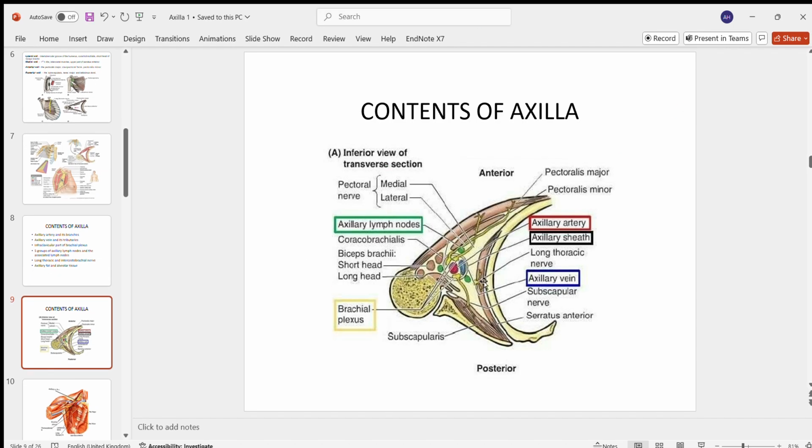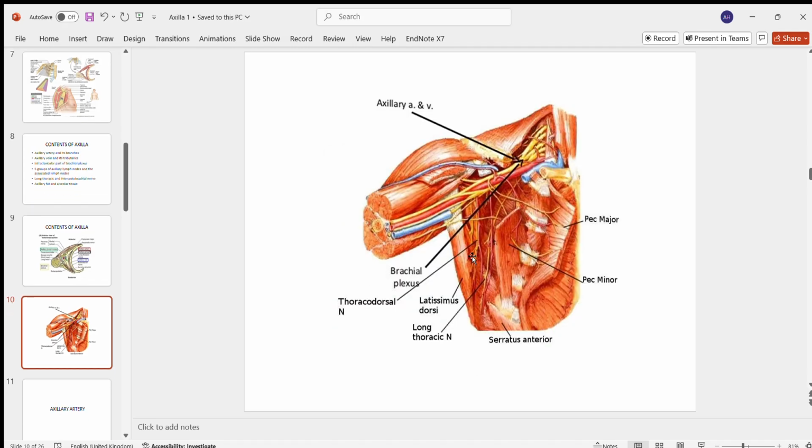In this picture, this is a cross section again showing the anterior wall, the posterior wall, lateral wall, medial wall. We can see all the contents here. This one is the axillary artery along with the axillary vein. These yellowish ones are the infraclavicular part of the brachial plexus. These green ones are the axillary lymph nodes. And what else can we see here? That's all about it.